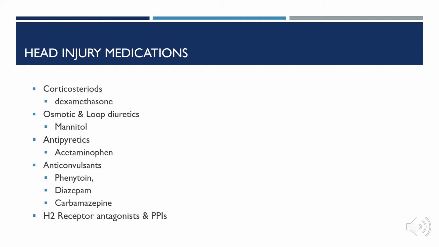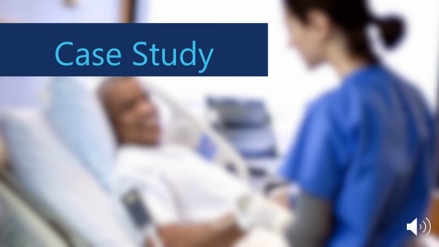Medications I want you to look at on your own. These are on page 962 in Burke. There's corticosteroids, diuretics, antipyretics, anticonvulsants, and H2 receptor antagonists and PPIs that these patients are given. You need to know what medications are in each category, how they are used, what they are used for, and what education items we need to talk to our patients about. We're just going to go over a quick case study to make sure everything's flowing together for you.